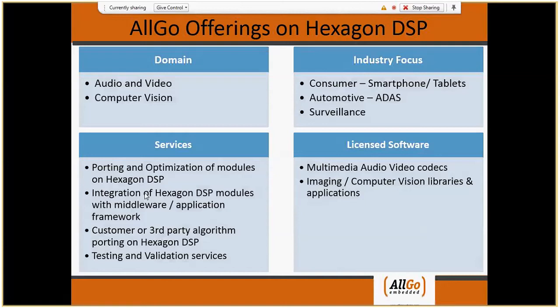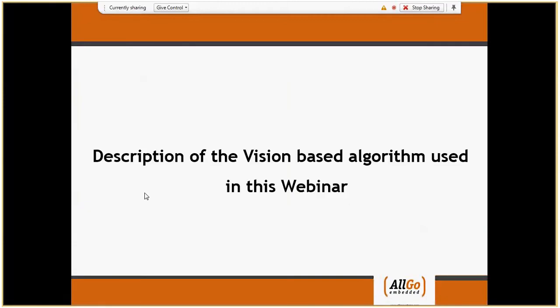Also on the licensed software, we provide multimedia audio video codecs. As I mentioned, we have a good portfolio of audio video codecs, so we provide some of the IPs here. And also we have computer vision libraries, which we can provide as individual libraries, so that the customer can integrate some of these basic building blocks of computer vision and get the solution working. So yeah, this was the brief description of AllGo.